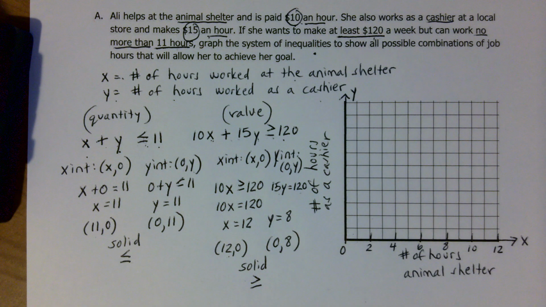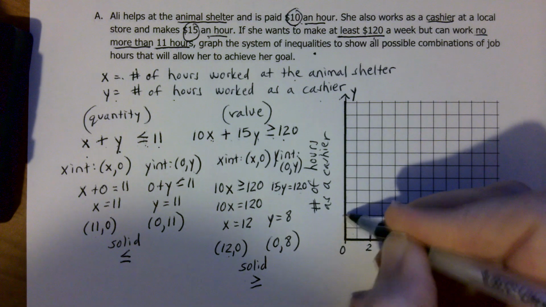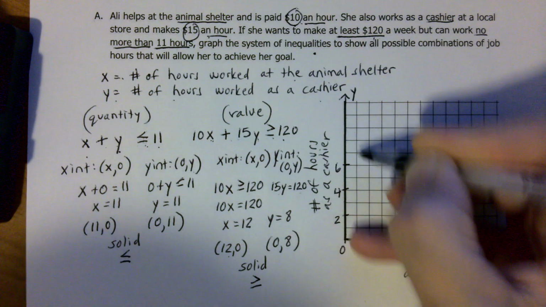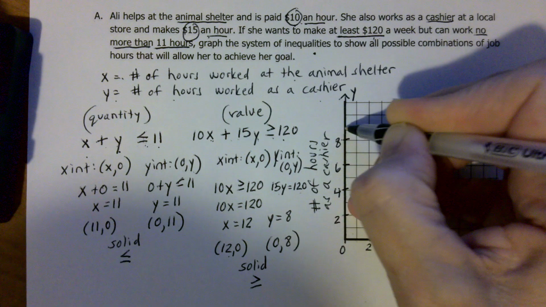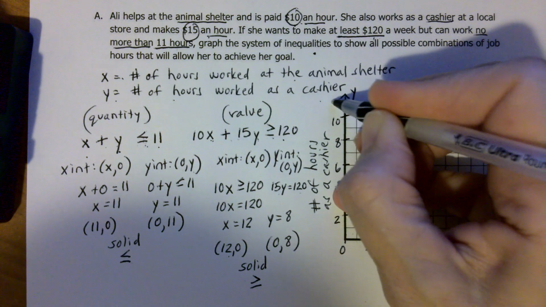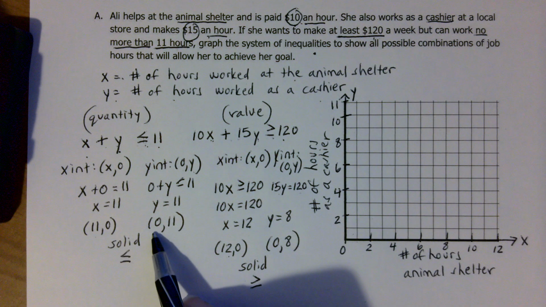To graph on the y-axis, I'm going to take a look at the points I have here. And the highest y value is 11. And I definitely have 11 boxes here. I'm also going to count by 1. So this is 1, 2, 3, 4, 5, 6, 7, 8, 9, 10, 11. We just made it. Okay, so let's graph this first boundary line.